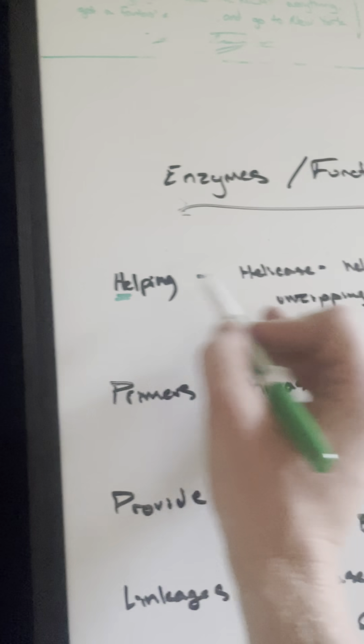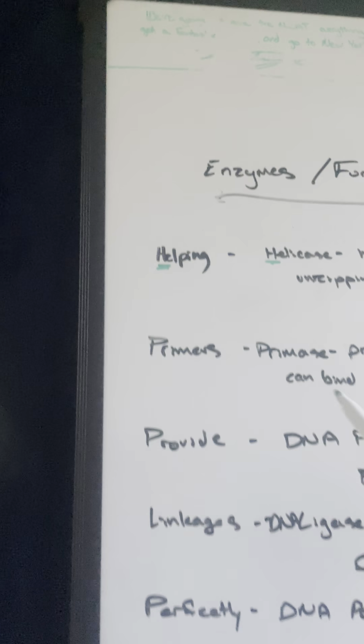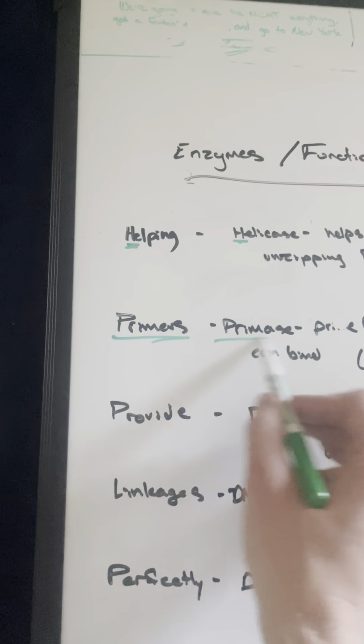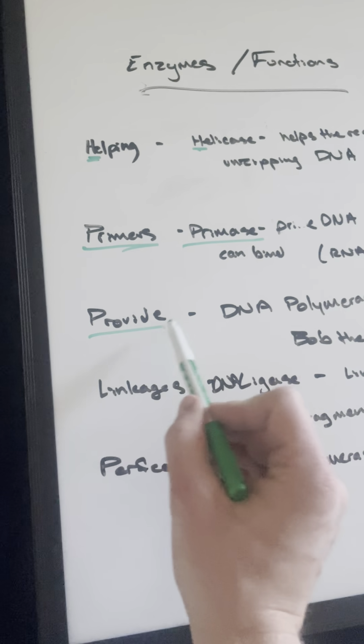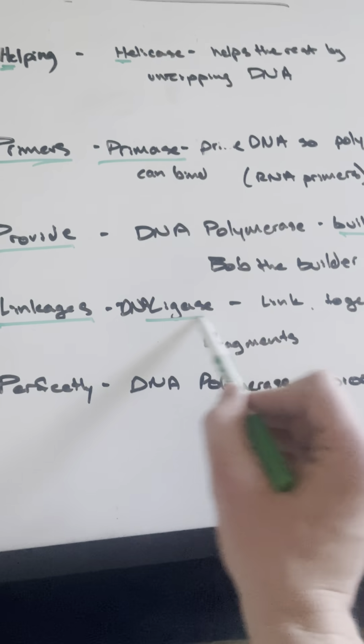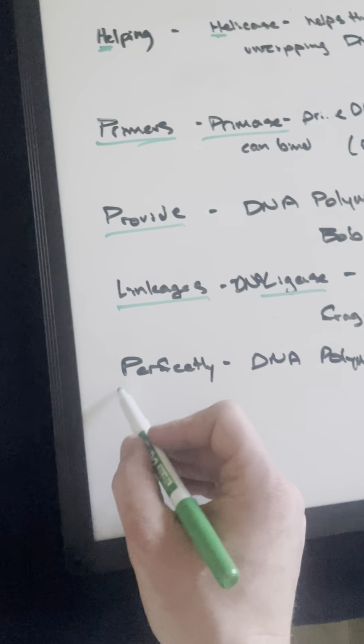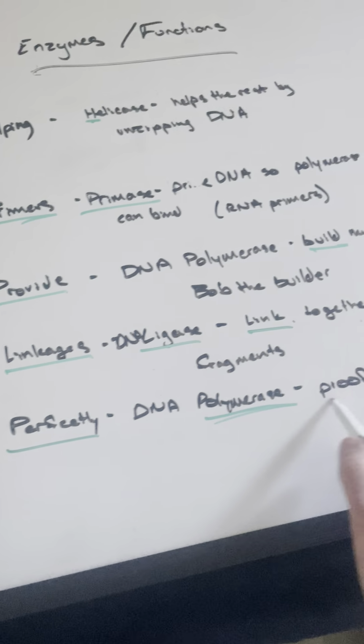And then H, helping primers, primase, prime. The provide is going to be build, link, ligase link, and perfectly polymerase proofread.